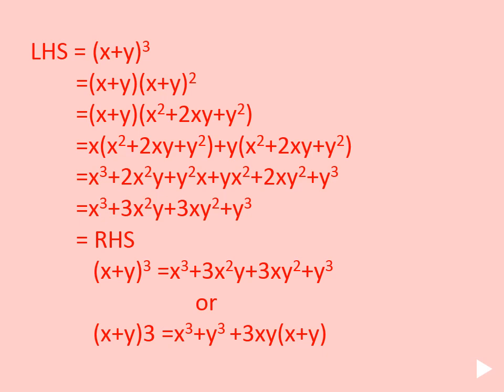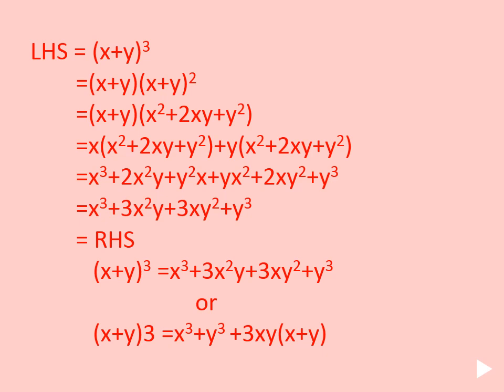Expand each bracket. X into x square means x cube, x into 2xy means 2x square y, then x into y square means y square x, plus y into x square means yx square, y into 2xy means 2xy square, plus y into y square means y cube. All the terms are plus only. Now if you check, 2x square y and yx square are there, both are like terms. So we add, and we will get 3x square y.